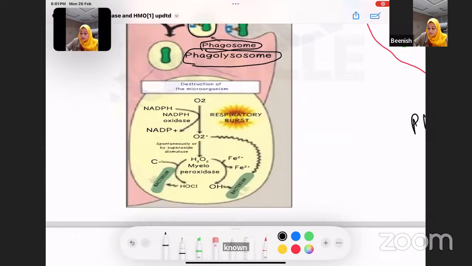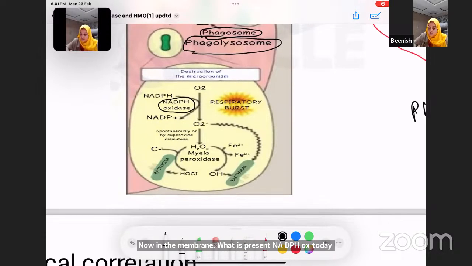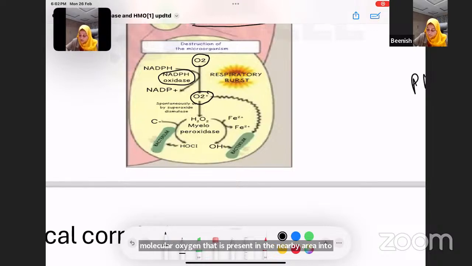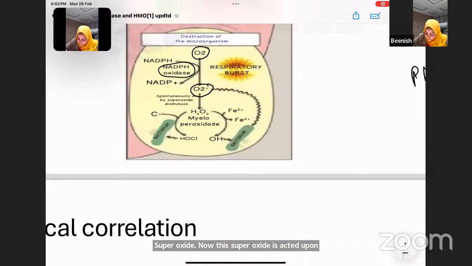Now in the membrane, what is present? NADPH oxidase, this enzyme, is present. So it converts the molecular oxygen present in the nearby area into superoxide. Now this superoxide is acted upon by myeloperoxidase and combines with chloride to form hypochlorous acid. Now this hypochlorous acid has a bactericidal function and it kills the bacteria.